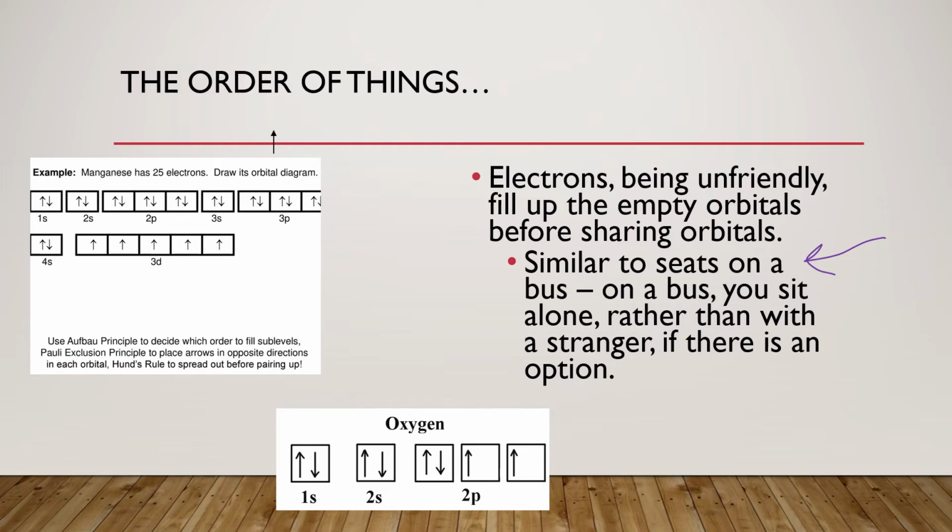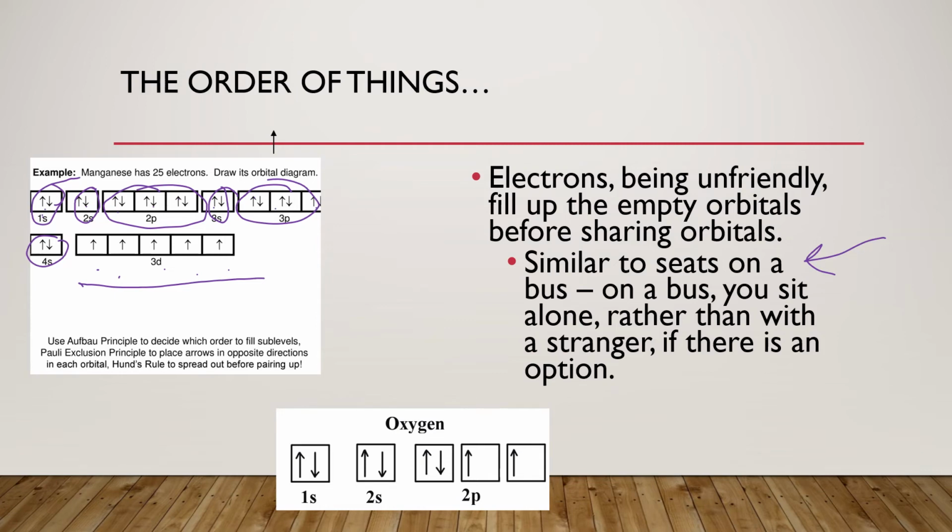Okay, so for example, up here, 1s gets filled first, then 2s gets filled. 2p got filled, 3s got filled, 3p got filled, 4s got filled because manganese has 25 electrons. So now we're up to 2, 4, 6, 8, 10, 12, 14, 16, 18, 20. We still have 5 electrons to go. If you look at 3d, each one of those 5 went into a separate orbital and nobody doubled up.